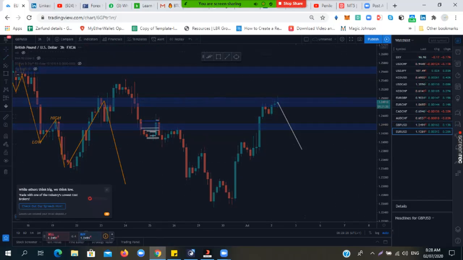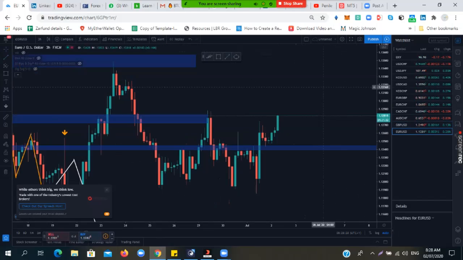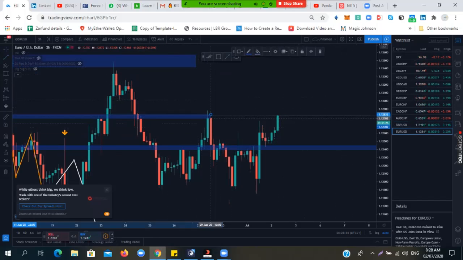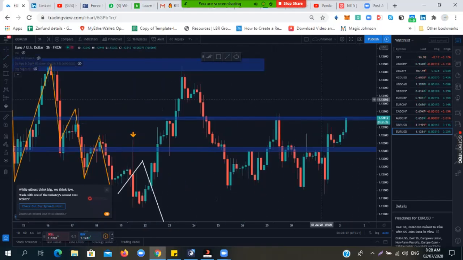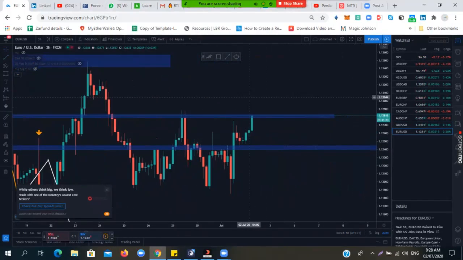For EUR USD, this is probably the next structure that is showing up right here now. Let's see what price does at this structure, guys. Depending on what it does, this might lead to a sell-off. And this is a pair that is going to be seriously affected today by the employment numbers that will be released out of the US.